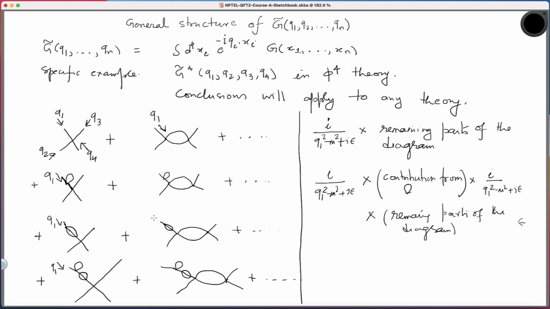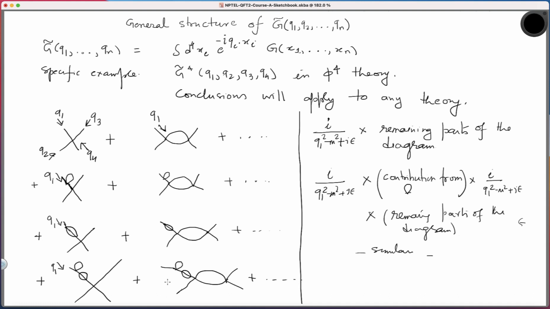Okay, let's look at the third one. The third one will also have exactly the same form as above. Instead of the contribution from the bubble, you will have a contribution from this part of the diagram. And similar thing, I don't want to write it again.